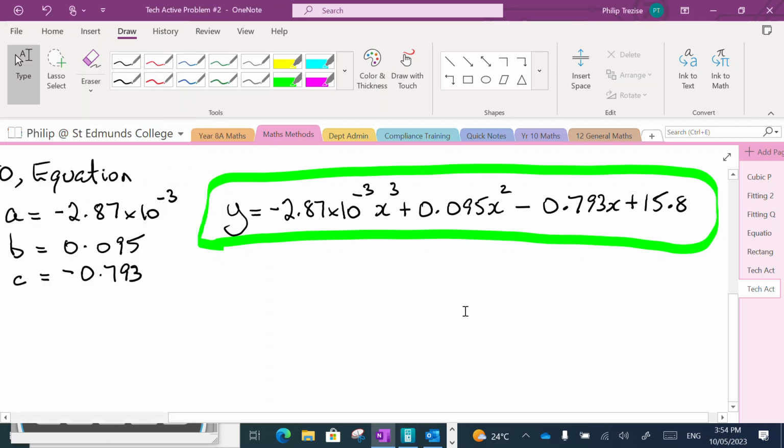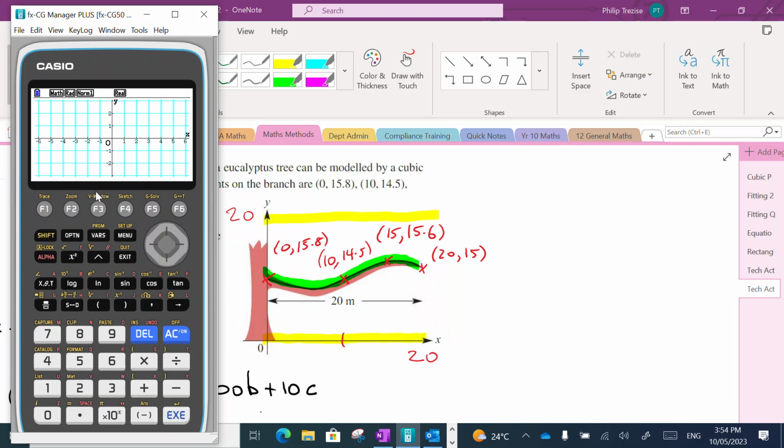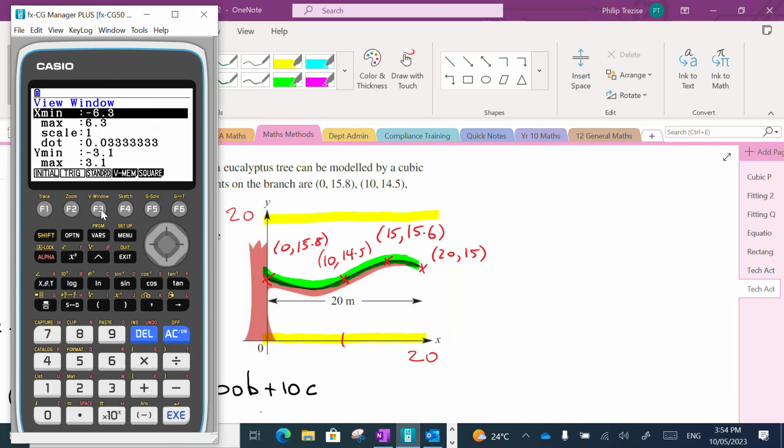Well, let's go back and have a look here, first of all, at the picture that we were trying to emulate. We had an x-axis that went from 0 to 20, and then we had these points here which were y coordinates around 15. So it would be a good idea perhaps to make the maximum on our window about 20 for the y as well and about 20 for the x. So that's what I need to do. I need to set the view window. The view window is F3.